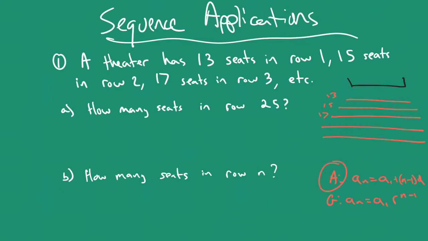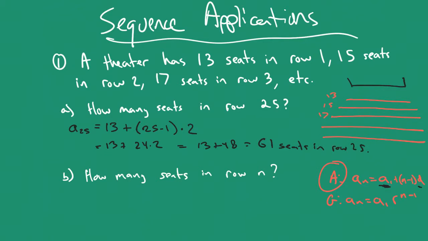So I'm going to use that arithmetic formula here, and we're going to write a_25 equals, I need my first term, which is 13, plus n minus 1, well, n is 25, so 25 minus 1, times the common difference, d, and that's 2, because we're adding 2 every time. And then I just do the math here. So that's 13 plus 24 times 2, which is 13 plus 48, which is 61. So 61 seats in row 25.